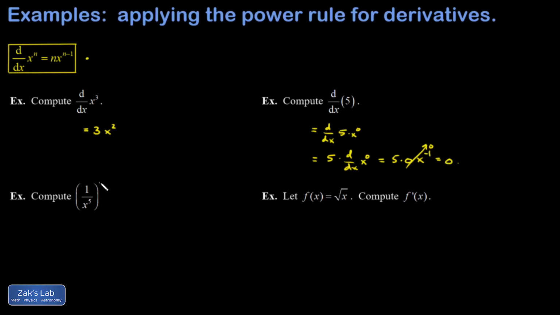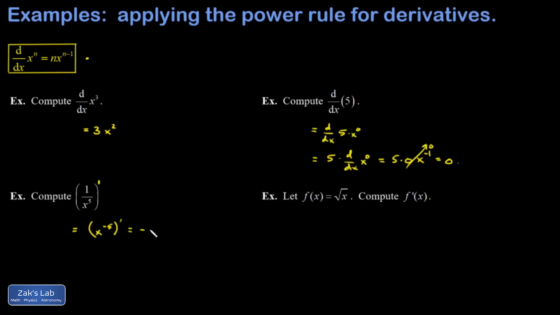The third example, it's a little bit hard to see the prime on this, so I'm just going to highlight it a little. There was a little prime there. I was just trying to mix up the notations a little bit. So I want the derivative of 1 over x to the 5th. And I'll go ahead and continue to use prime notation just for the practice. So what you do is write it as x to the negative 5, and then the power rule still works.